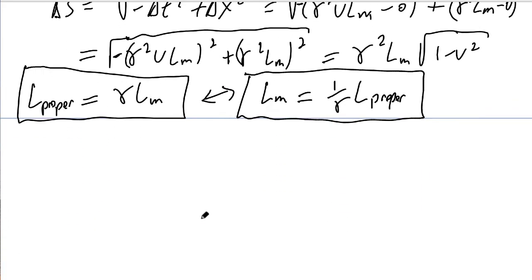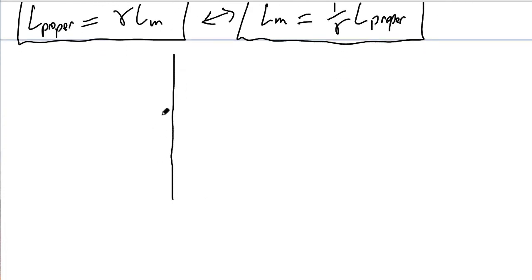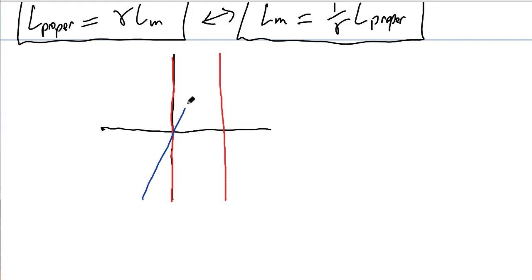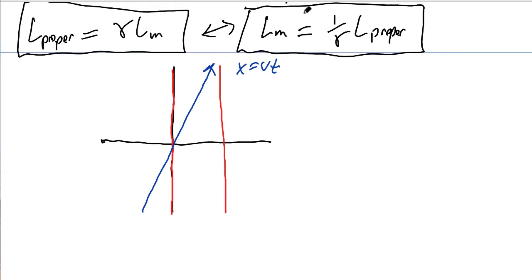Now, an interesting calculation that you should try is to turn this around and let the rod be at rest in the tx coordinate system. So here's the left end of the rod, here's the right end of the rod. And let the observer be moving with speed v in this coordinate system. You can work out the length of the rod as seen by this observer, and of course you should find the same result, that the length of the rod as seen by the observer for whom the rod is moving is 1 over gamma times the proper length of the rod.